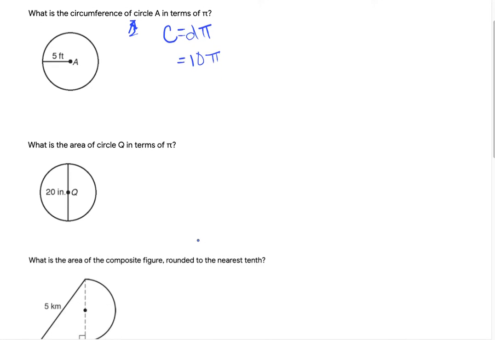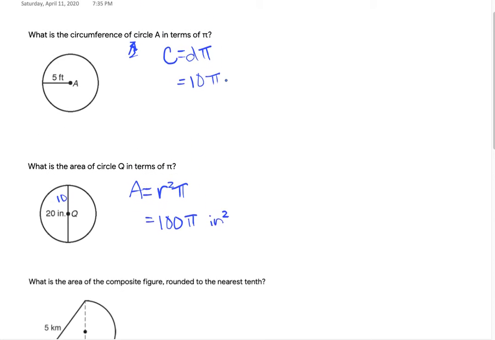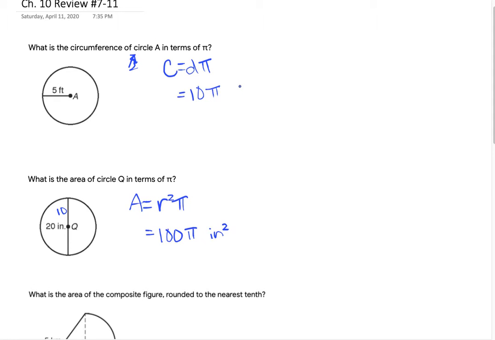What is the area of circle Q in terms of pi? Well, the area is going to be pi r squared. So I'm going to take my radius and square it. My radius is 10. 10 squared is 100, so I should have 100 pi. And I guess I should put a label on that, inches squared, and the label on this was just feet.